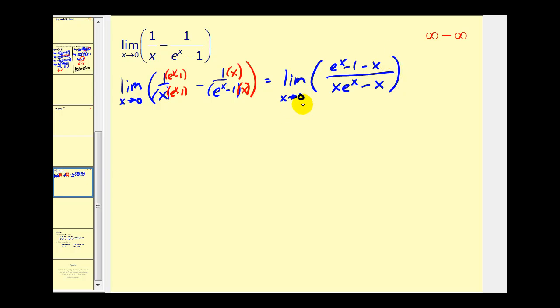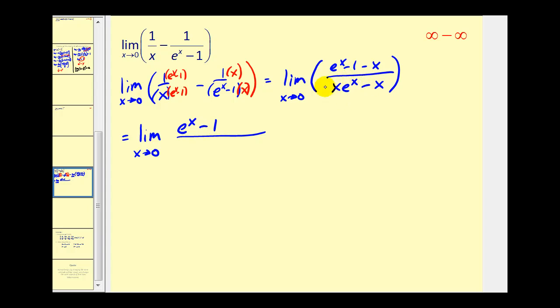Let's see what happens when x approaches 0. This approaches 1, so we'd have 1 minus 0. So our numerator is approaching 0, and our denominator is also going to approach 0 as x approaches 0. So in this form we can apply L'Hopital's rule. Let's go ahead and find the derivative of the numerator and denominator. Derivative of e to the x is e to the x. Derivative of 1 is 0. Derivative of x is equal to 1, so we have minus 1.